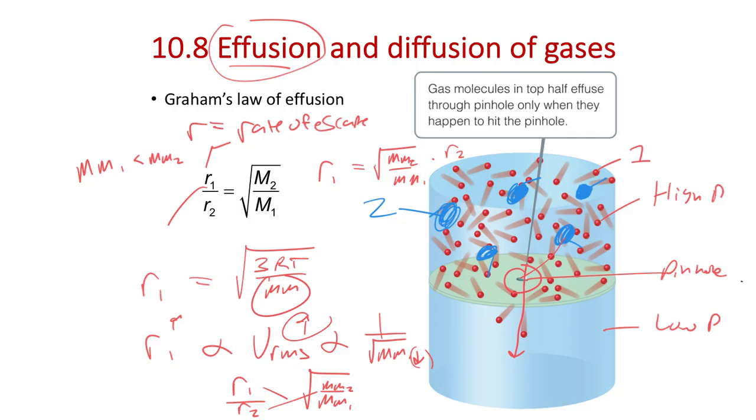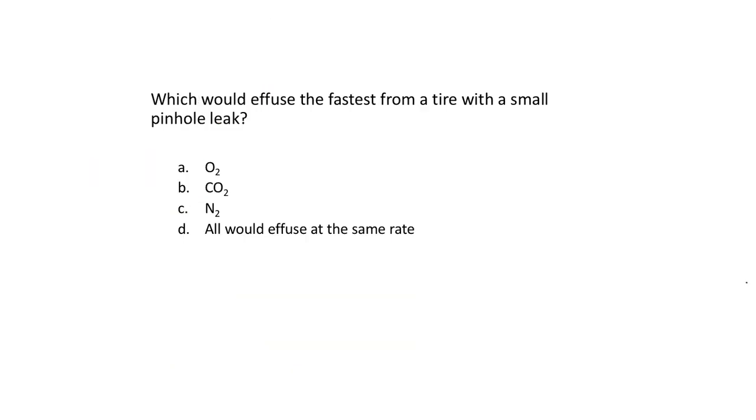Okay, so a question on this topic is usually pretty straightforward. Which of the gases below would effuse the fastest from a tire with a small pinhole leak? Our choices are O2, CO2, N2, or they all effuse at the same rate. Well, they shouldn't all effuse at the same rate because they have different molar masses. We're at 32 grams per mole for O2, 44 grams per mole for CO2, 28 grams per mole for N2. And so the fastest rate of escape should be the lightest particle. So it should be the N2.